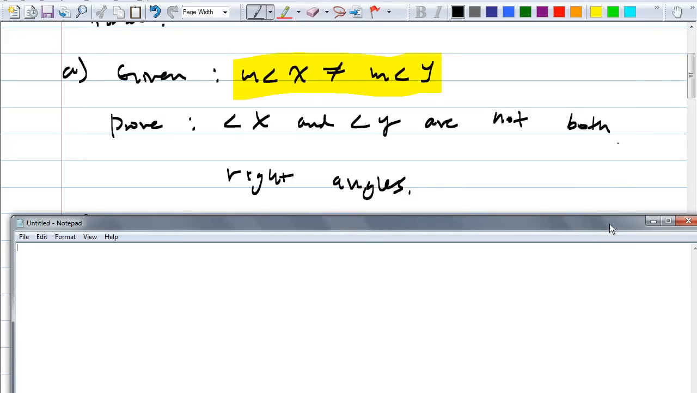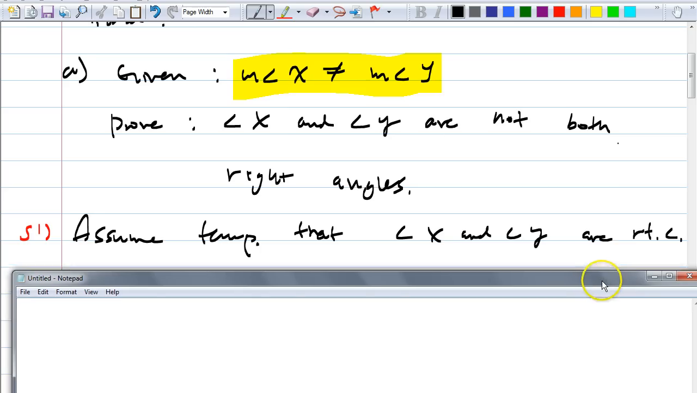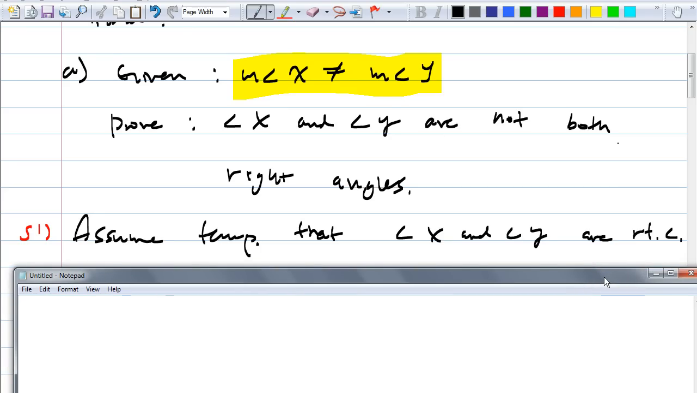All right, who can tell me what our first step should be? Brandon. You say x and y are right angles. Yeah, but you have to use that phrase. Assume temporarily that angles x and y are both right angles. Correct. Okay, now that's our step 1. And when you do your homework, I think it'll be easy for you to list these steps, so that you don't forget any of them. So step 1 is here. What's step 2? What are you going to write for step 2?